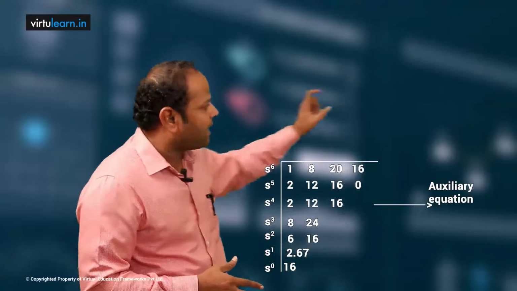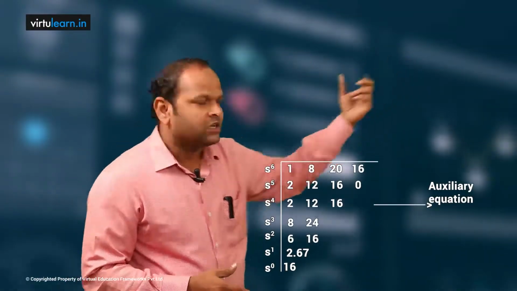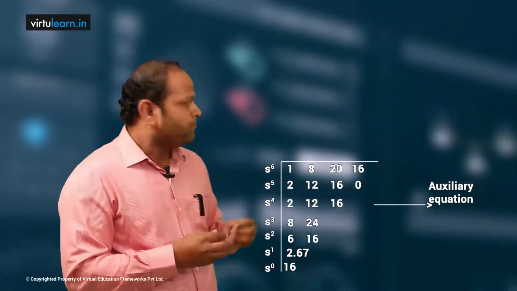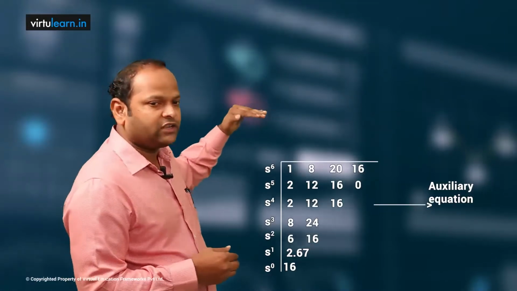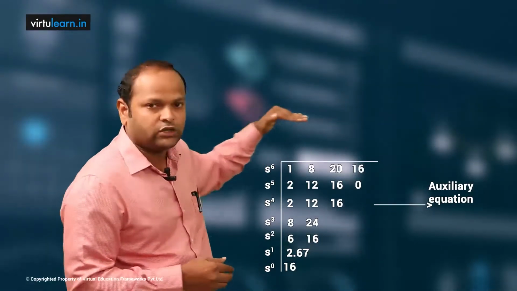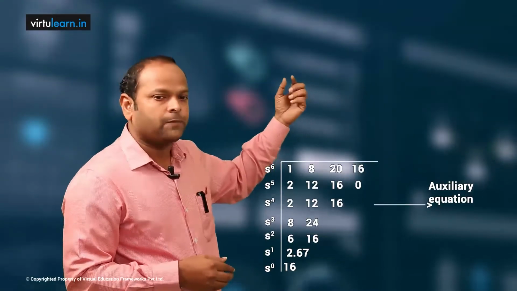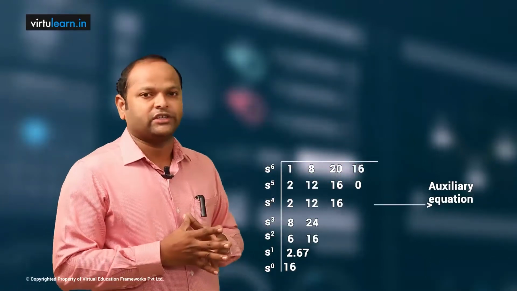So this row I am having all zero elements. So above the row we have the coefficients. With these coefficients I can form my auxiliary equation. So how can I form the auxiliary equation? We have the S cube row, C1, C2, having all 0 elements, then the row above is the S power 4 row, and my coefficients are 2, 12 and 16. Then how to write the equation?